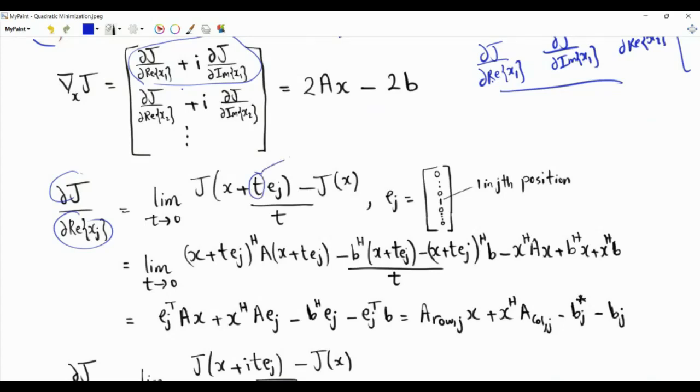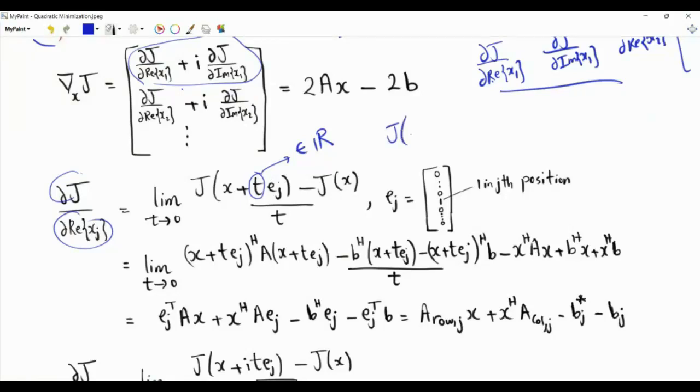So here t is real, and e sub small j is the coordinate vector, or the canonical vector, which is basically an all-zero vector except that it has 1 in the jth position. Okay, so this is basically the partial derivative.